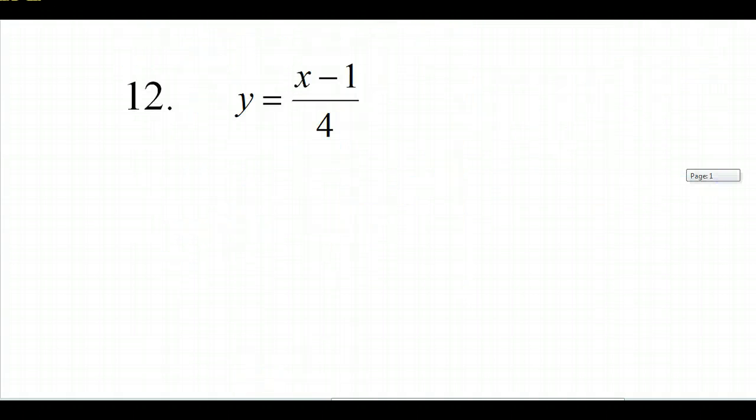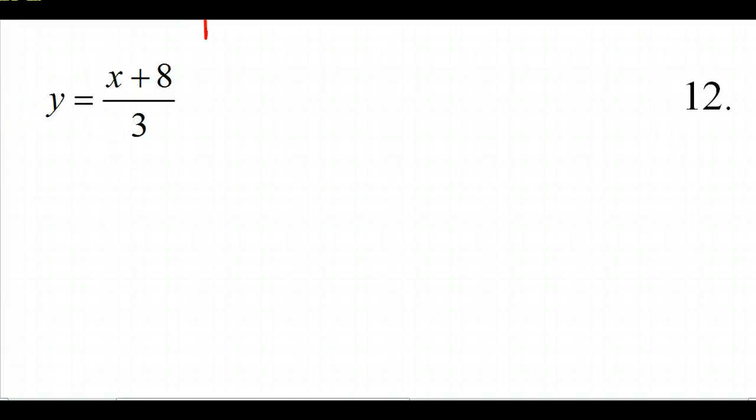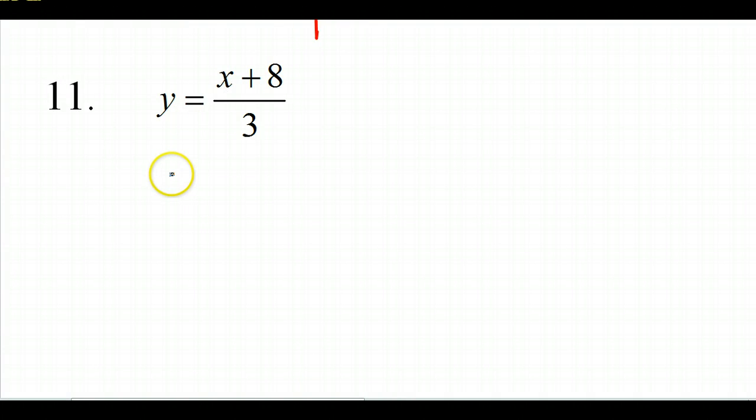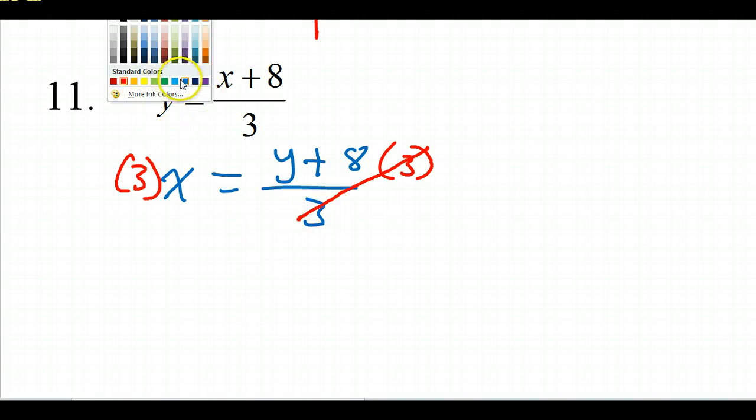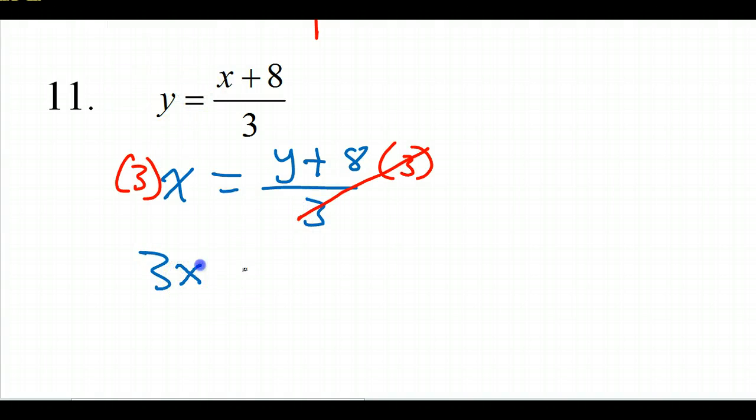All right. Look at number 11. We'll start off by switching the x and y. So this will be x equals y plus 8 over 3. So Nike, tell me what I'm going to do next. You're going to multiply both sides by 3. Yes, sir. We're going to multiply both sides by 3, like so. That way these are going to cancel each other out. So now we've got 3x equals y plus 8.